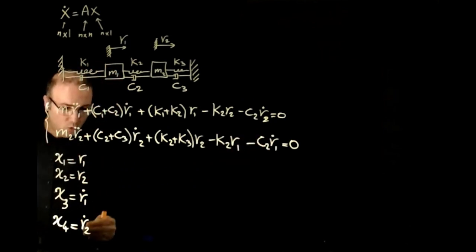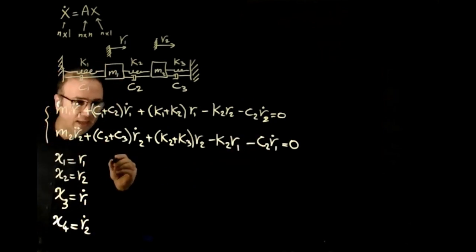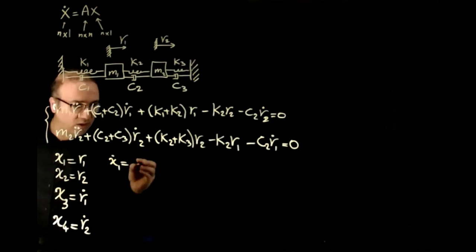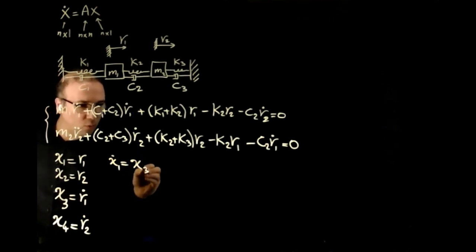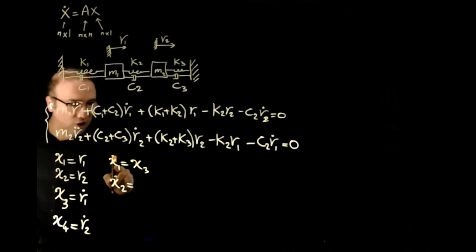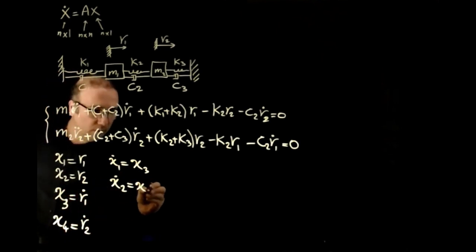So now I can find x1 dot. x1 dot becomes R1 dot, which becomes x3. So I want to have everything in terms of x's, no R business now. For x2 dot, I want to see how these would change based on the other variables. So x1 dot changes like x3, and x2 dot would be x4.